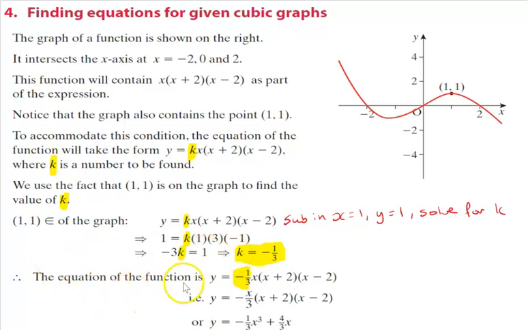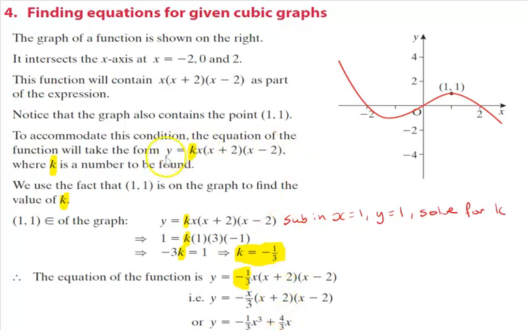Therefore, the equation of the function is y is equal to minus a third times x times (x plus 2) times (x minus 2), i.e. y is equal to minus x over 3 times (x plus 2) times (x minus 2), or if you want to multiply out the brackets and simplify, you would end up with y is equal to minus a third x cubed plus 4 over 3 x.